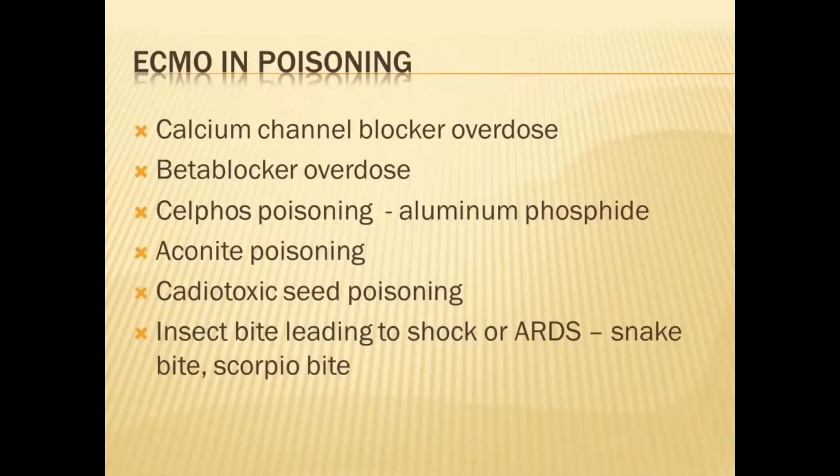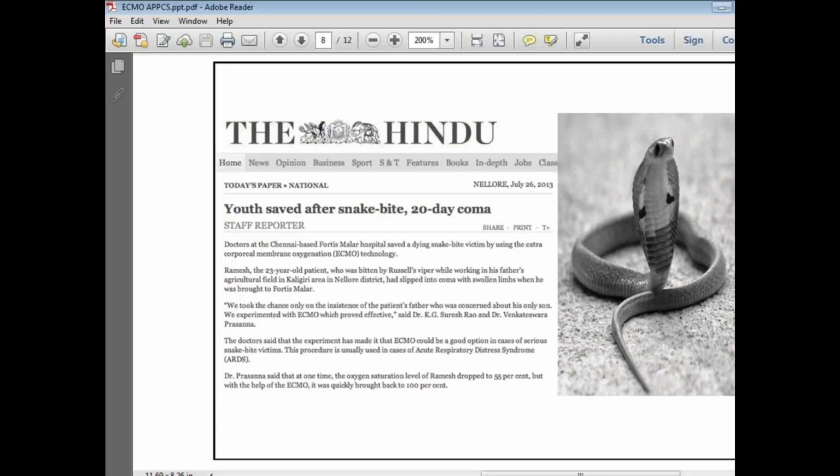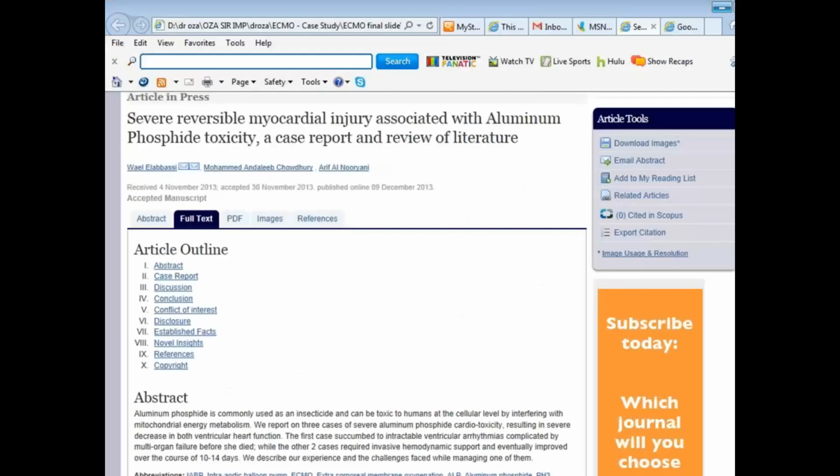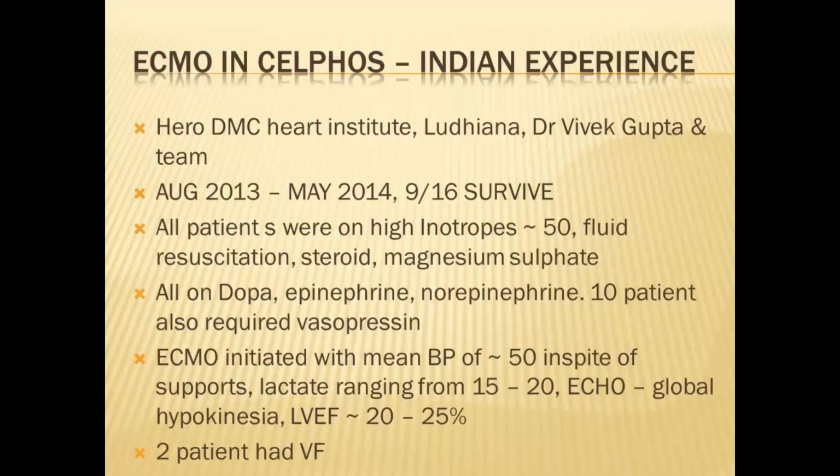ECMO in poisoning has a good outcome. ECMO can be used in calcium channel blocker overdose, beta blocker overdose, CELPHOS poisoning, aconite poisoning, any cardiotoxic seeds poisoning, insect bites, and scorpion bites. Individual cases have been reported in which the patient was put on ECMO.